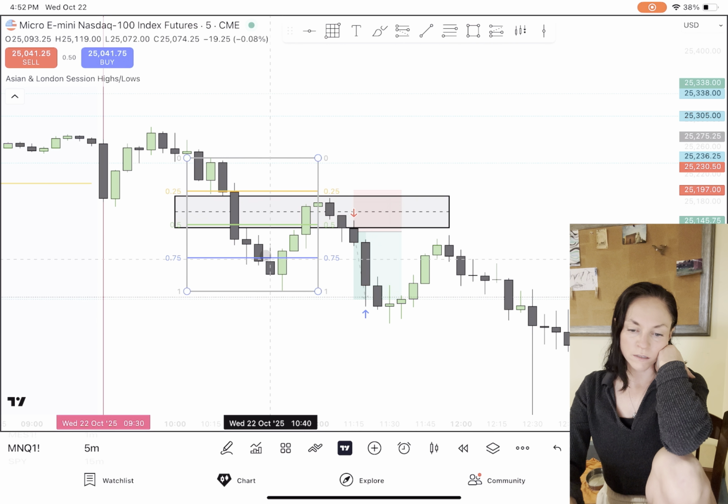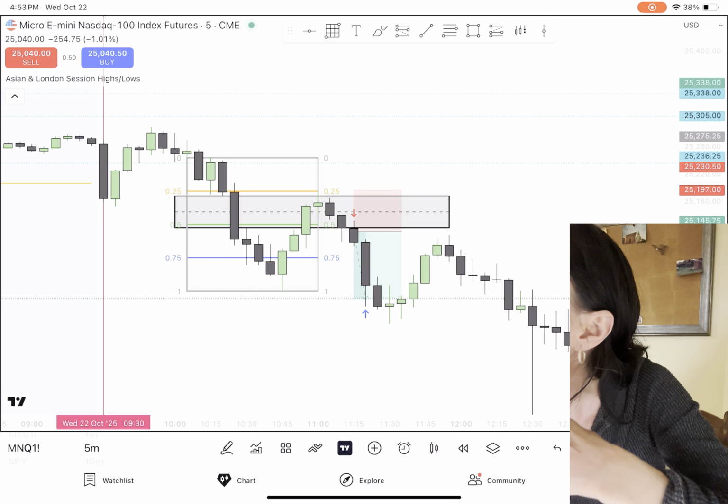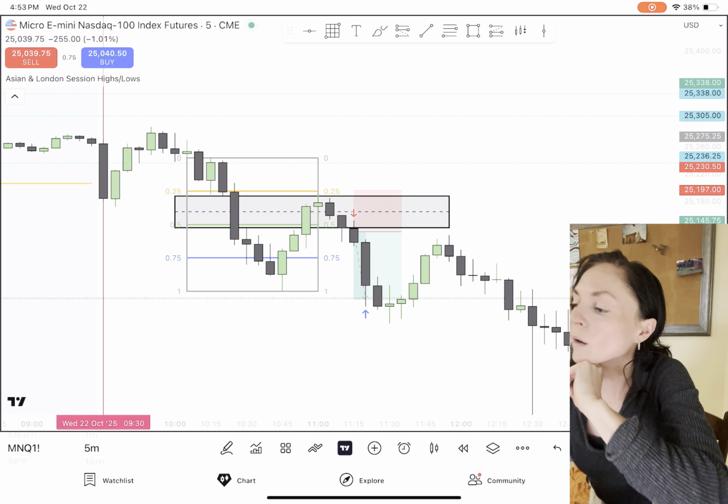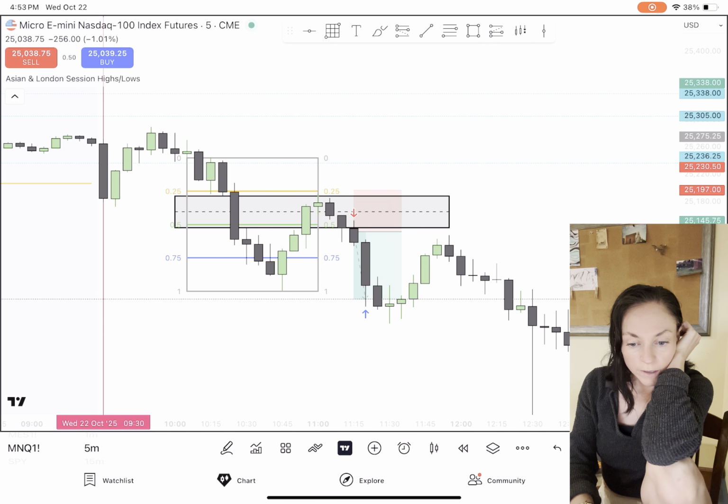So price. Sorry, it sounds like my dog is like throwing up or something. What are you doing, Stu? Don't do that, buddy. That's weird. She's licking the cabinets. Okay, anyway.